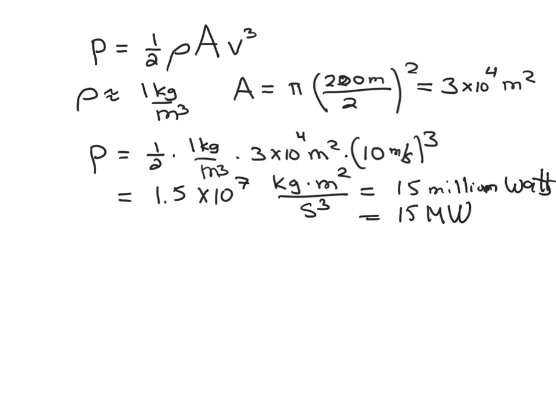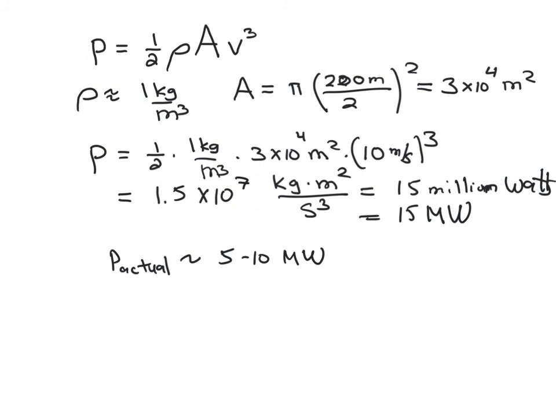Now, as we said, you can't get all of that energy out, but you can get about half of it out. So the actual answer, what General Electric will say, is that the actual power that these turbines can generate is on the order of 5 to 10 megawatts. And you get up to 10 megawatts if the wind blows a little faster than 10 meters a second.